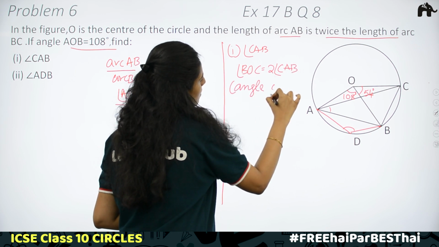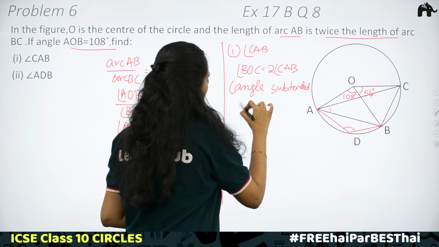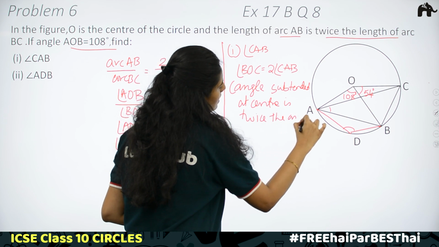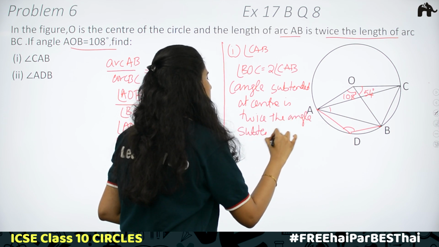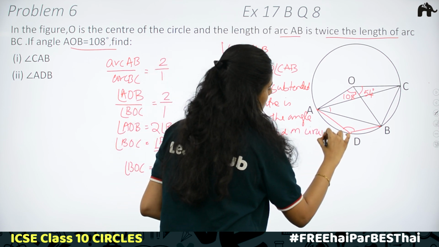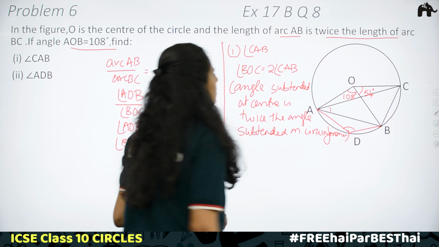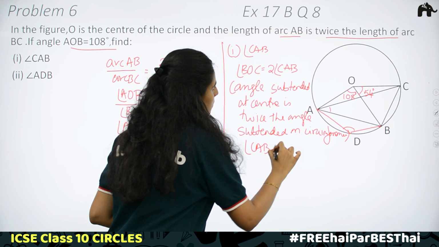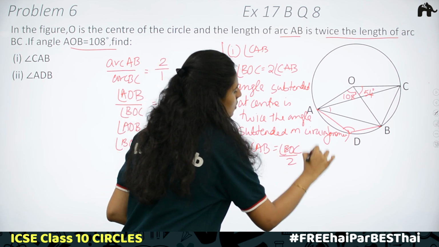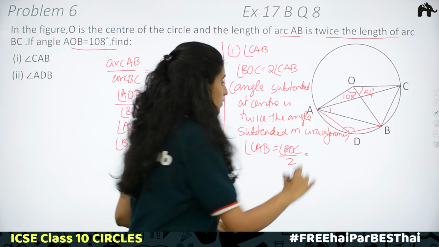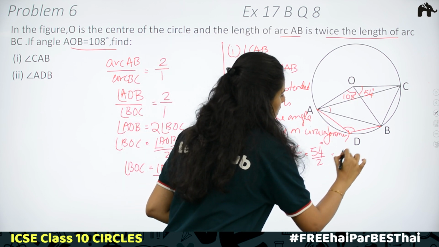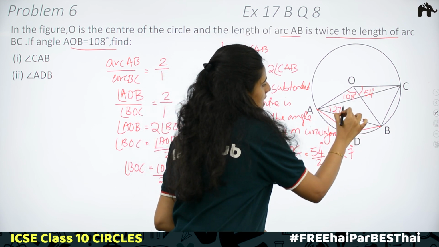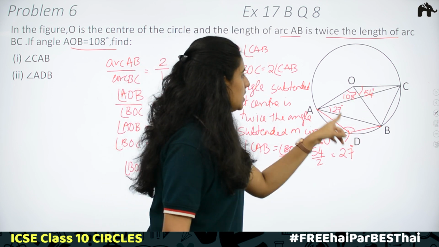Angle subtended at center is twice the angle subtended on circumference. Therefore, BOC is equal to 2 times CAB. We need to find CAB. Angle CAB is equal to BOC divided by 2. Put the value BOC we have determined, which is 54 degrees. 54 degrees divided by 2 is equal to 27 degrees. This part CAB is 27 degrees. Okay. CAB is 27 degrees.